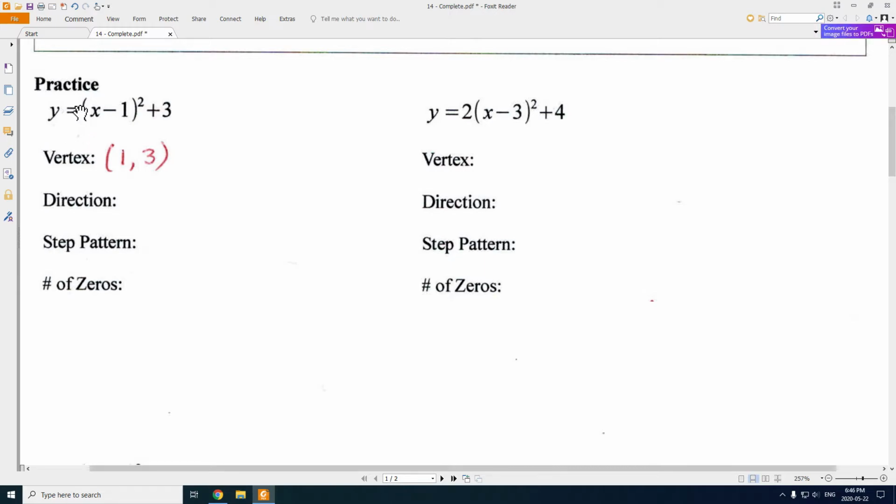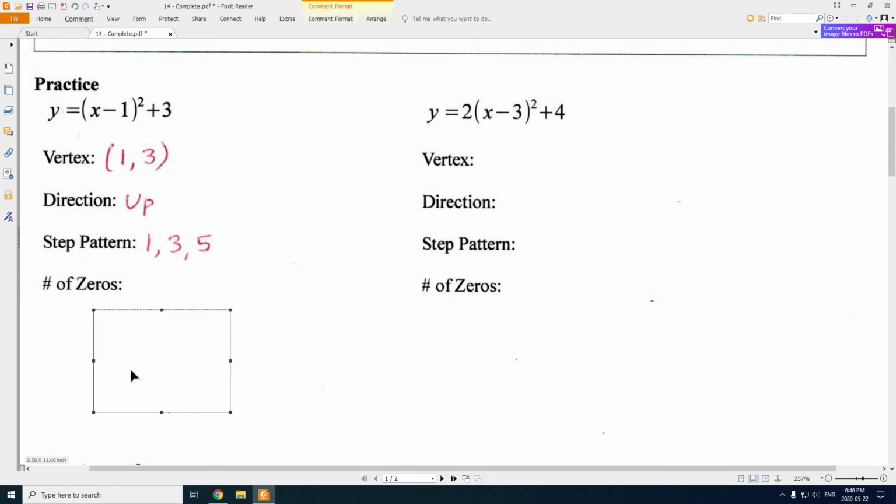My direction, well, there's no a value, so the a is like a 1 here. So it would be up, positive. And 1 means our basic step pattern, 1, 3, 5. Now the last thing is the number of zeros, right? Zeros or x-intercepts, those mean the same thing. Okay, so let's think about this for a minute. My vertex is at 1 and 3, and it's opening up.